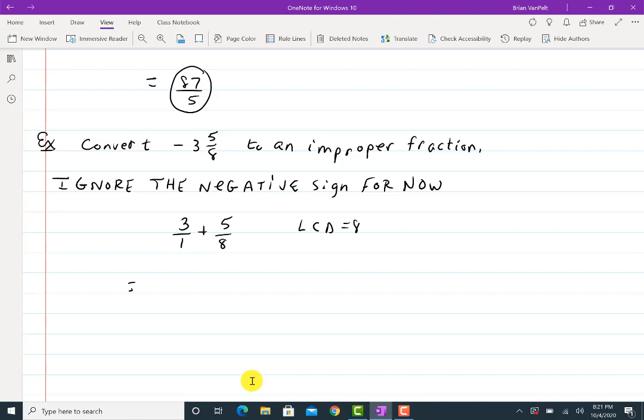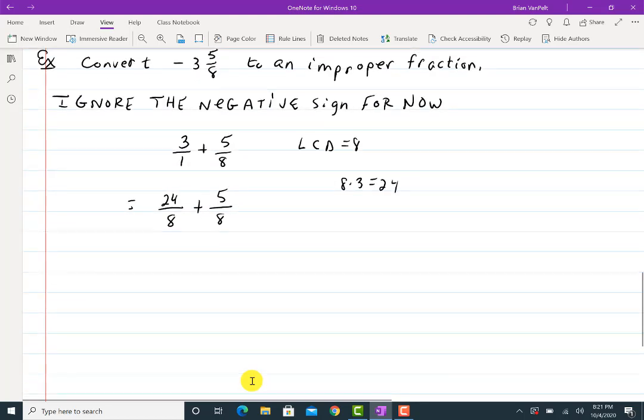So I'll write both fractions as being over 8, with the 5 already done. 8 times 3 is 24. So I'll get 24 over 8 plus 5 over 8. And that will give me 29 over 8. Now we're not done. Now is the time to put the negative.